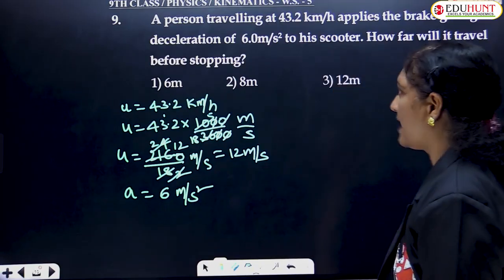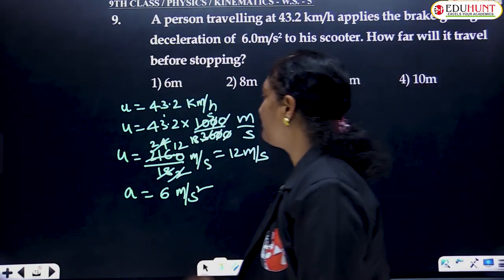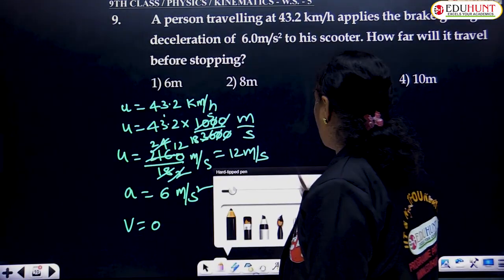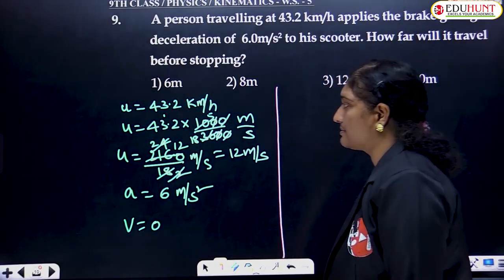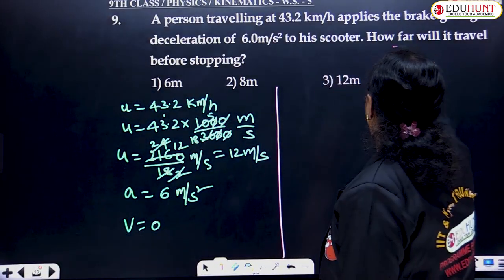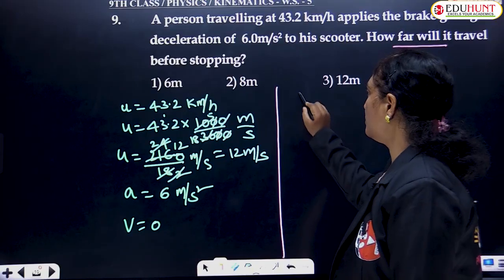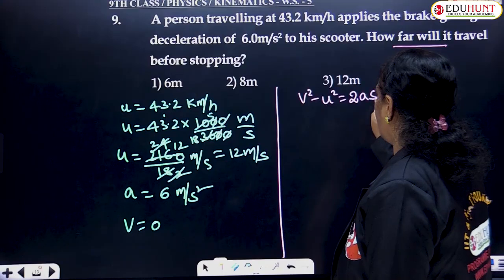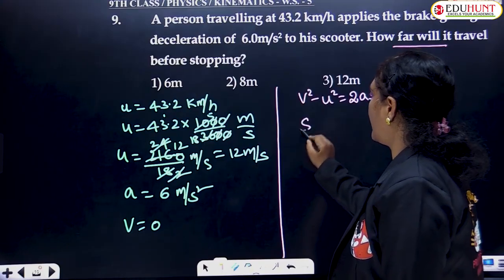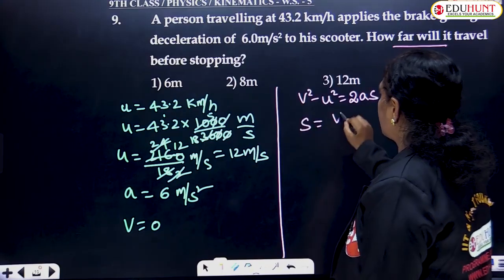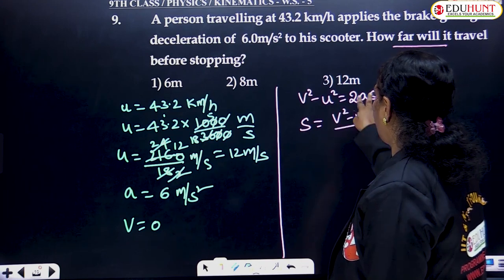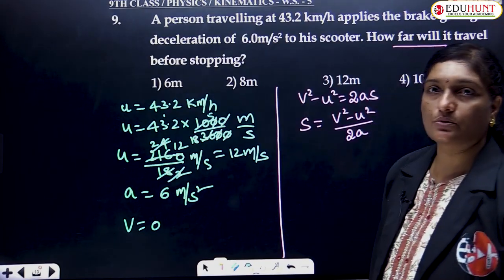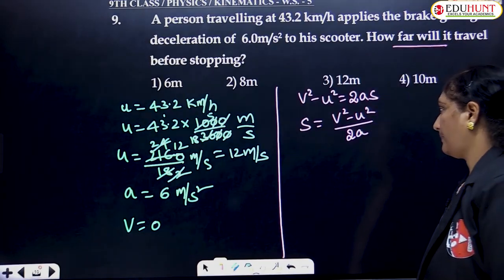How far will it travel before stopping? So before stopping means final velocity would be 0. So based on the above given data, let us try to find out the distance. How far means distance. Children, we know the formula V square minus U square is equal to 2AS. You are asked to find the value of S. Hence S can be written as V square minus U square by 2A, bringing the 2A to the other side.